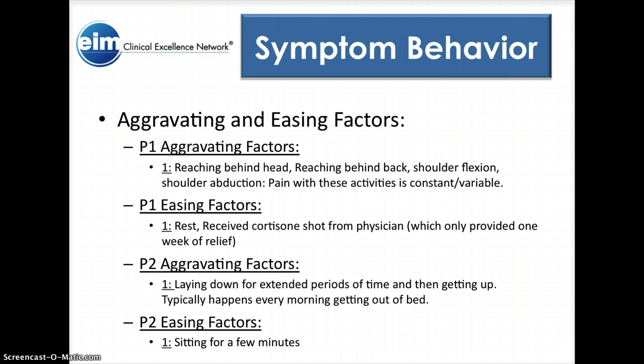Aggravating factors for P1 were reaching behind head and reaching behind back, shoulder flexion, shoulder abduction, and there was pain with these activities that was constant and variable depending on the range he was moving in. Easing factors for P1 were rest. He also received a cortisone shot from the physician that only provided about a week's worth of relief and didn't really give him much benefit. The P2 aggravating factors were laying down for extended periods of time and then getting up and sitting. Easing factors were sitting there for a few minutes while symptoms subsided.